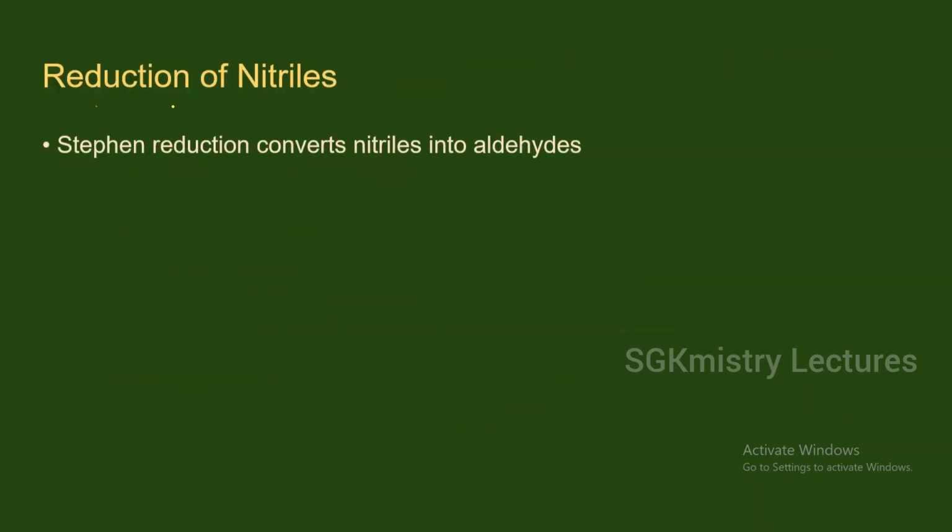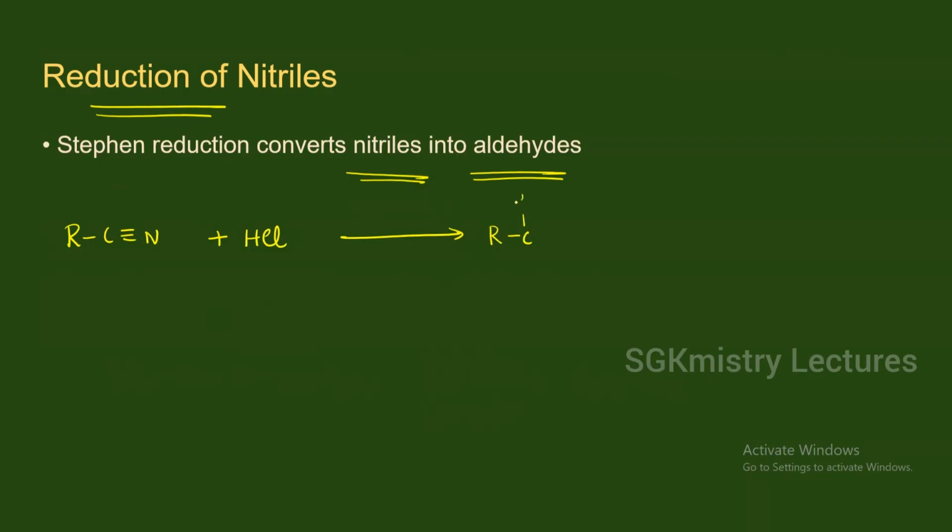So next we talk about reduction of nitriles. How is it done? Mainly the nitriles are converted into aldehydes. This particular reaction is called the Stephen reduction. It is also an important method of preparation of aldehydes from nitriles. First, when you treat the nitriles with an acid, that is HCl, you're going to get CN, this becomes double bond NH. Now, you treat it with SnCl2, again HCl at 20 degrees Celsius.